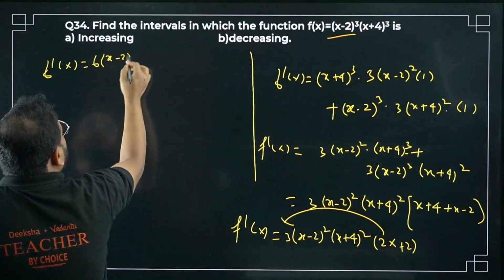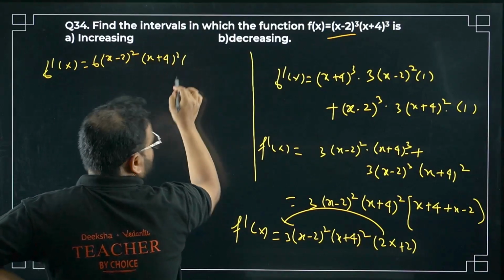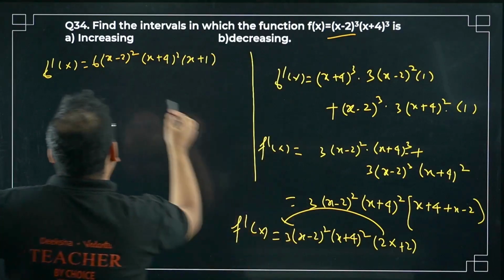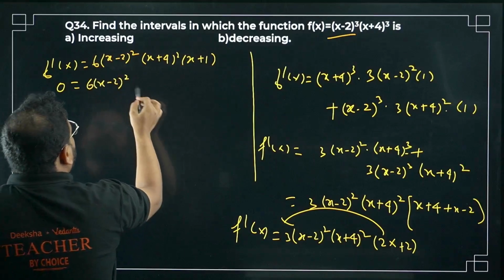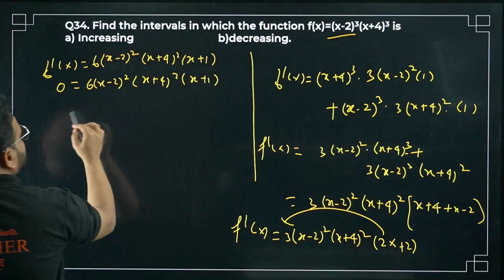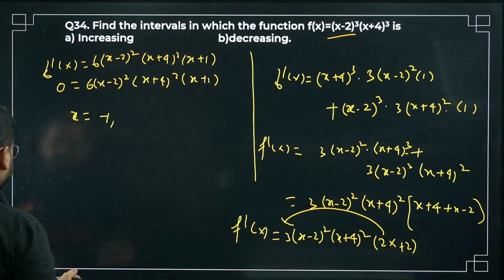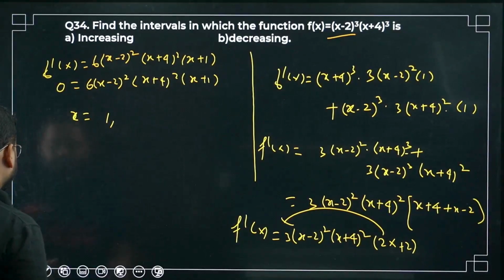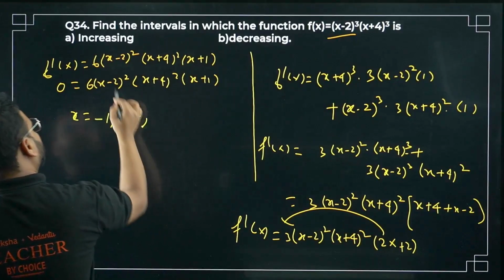x minus 2 the whole square, and x plus 4 the whole square, and I have here x plus 1. So the critical points will be, if you put this whole thing equal to 0, minus 1 from here, please check, then I have minus 4 and plus 2. Minus 1 from here, from here I get minus 4, from here I get plus 2.